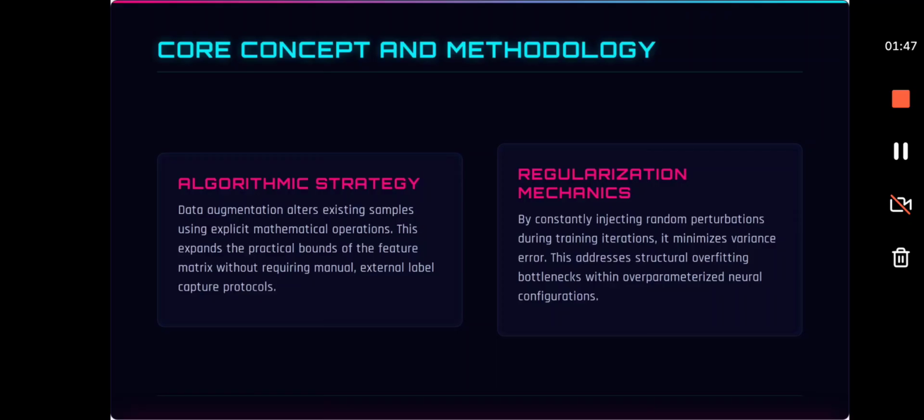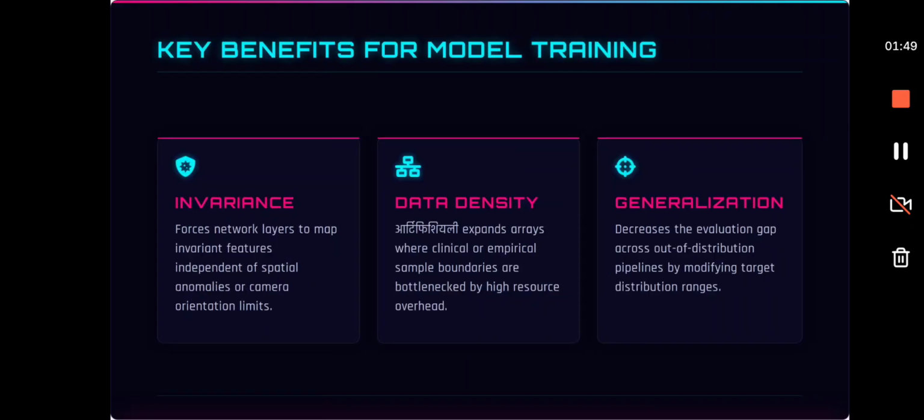Now let us look at the major benefits data augmentation provides for deep learning models. Data augmentation provides several important advantages during model training. The first benefit is invariance. The model learns to recognize objects even when they appear rotated, flipped, zoomed, or captured from different camera angles.